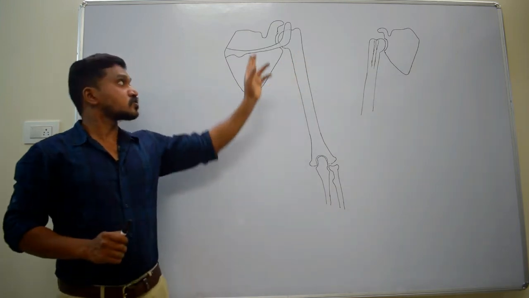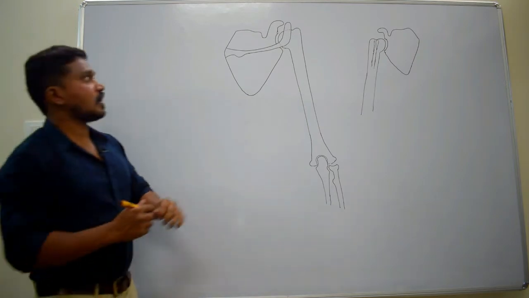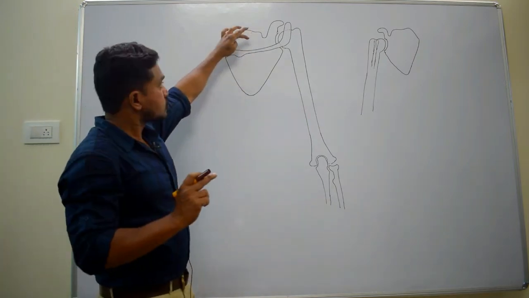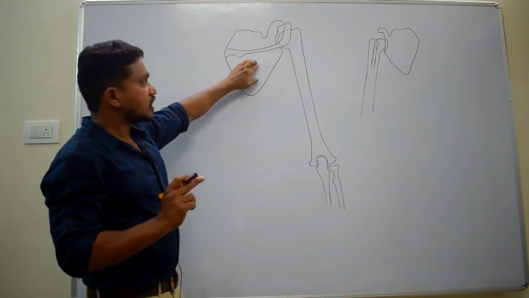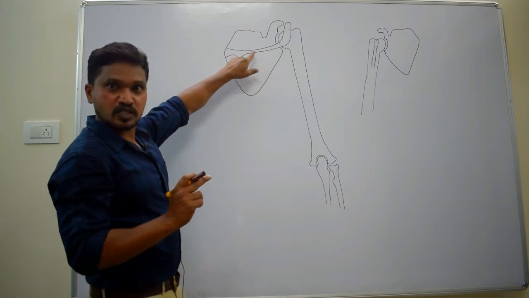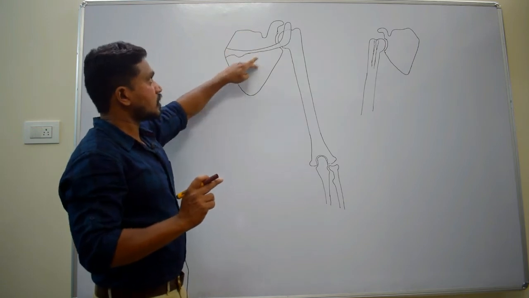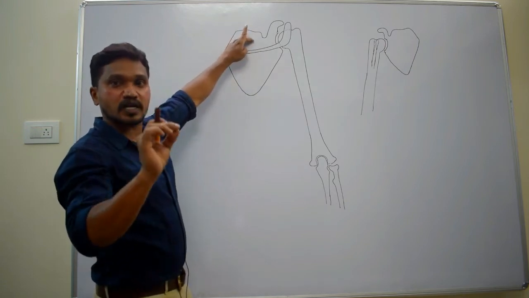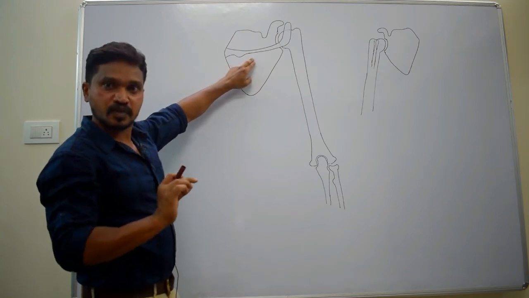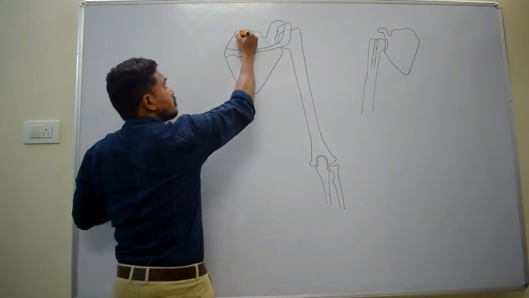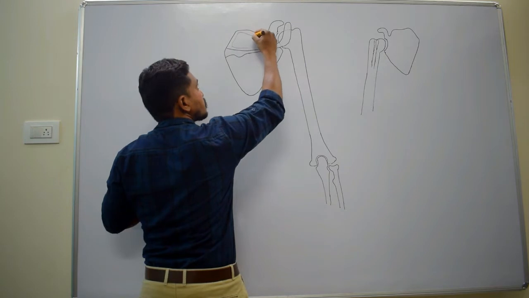First, we will take the supraspinatus muscle. Supraspinatus muscle takes origin from the medial two-thirds of the supraspinous fossa. See here, this is the dorsal aspect of the scapula. It has a spinous process. The spinous process divides the dorsal aspect of the scapula into an upper part and a lower part. This upper part is called the supraspinous fossa. The lower part is called the infraspinous fossa. Right? So, from the medial two-thirds of the supraspinous fossa originates the supraspinatus muscle.